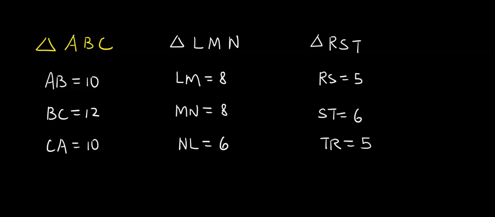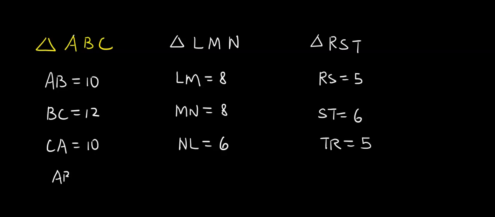Welcome to another triangle similarity problem. It asks us which triangle is similar to triangle ABC. Is it triangle LMN or is it triangle RST? And the corresponding sides are already listed out for us. Now all we need to check is, do they have the same ratio?